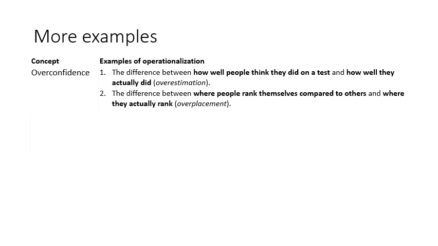More examples. Let's say overconfidence was the concept we wanted to measure. We think it's important to understand it and to understand what causes it. How could we operationalize it? We could measure the difference between how well people think they did on a test and how well they actually did. Or we could measure the difference between where people rank themselves compared to others, like how intelligent are you? And if they say, well, I'm higher than 90% of other people, then we could have them take an intelligence test and find out where they actually rank.